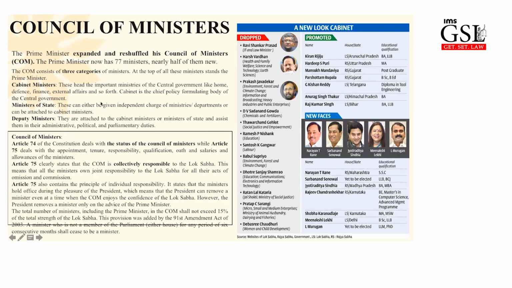So this is the Council of Ministers. Of course, this has to be 15% of the total membership of Lok Sabha. And Article 74 talks about the Council of Ministers, which also deals with appointment, responsibility and allowances. It states that the Council of Ministers is collectively responsible to the Lok Sabha.